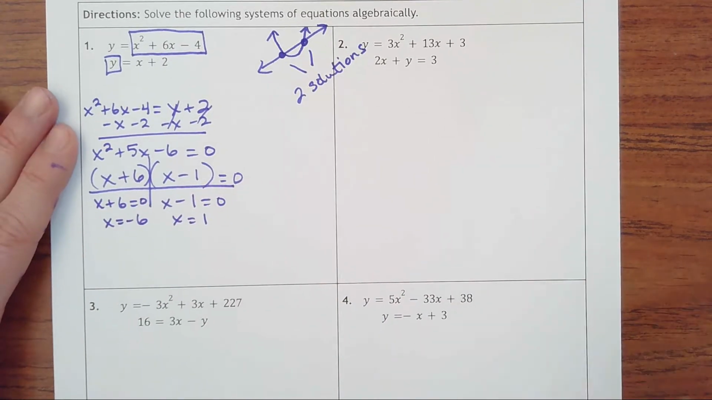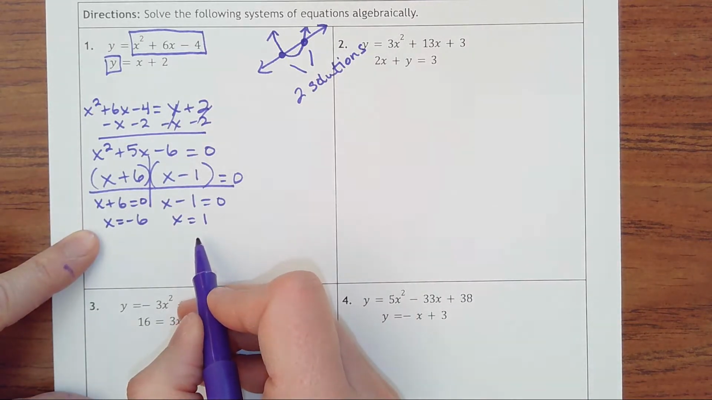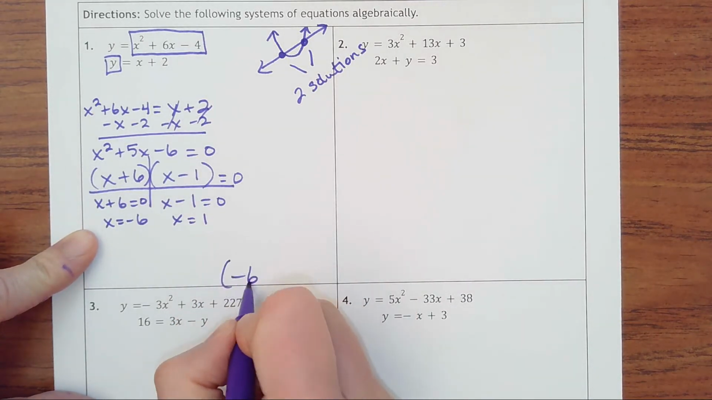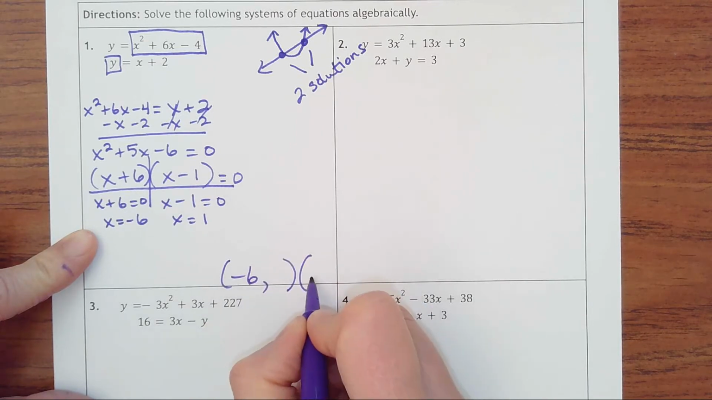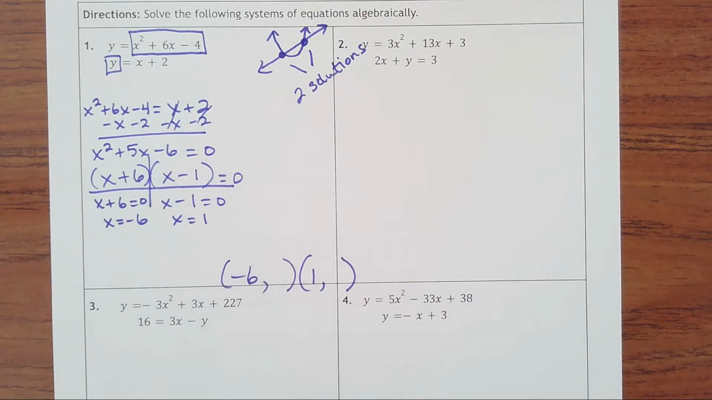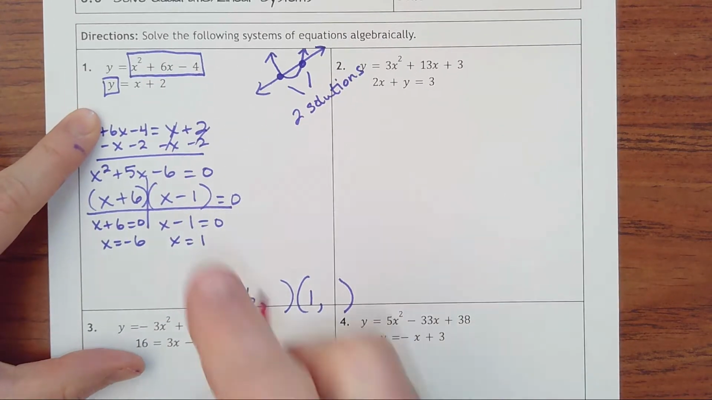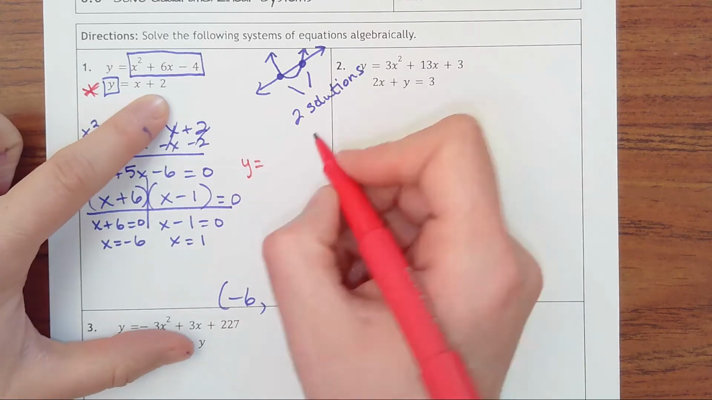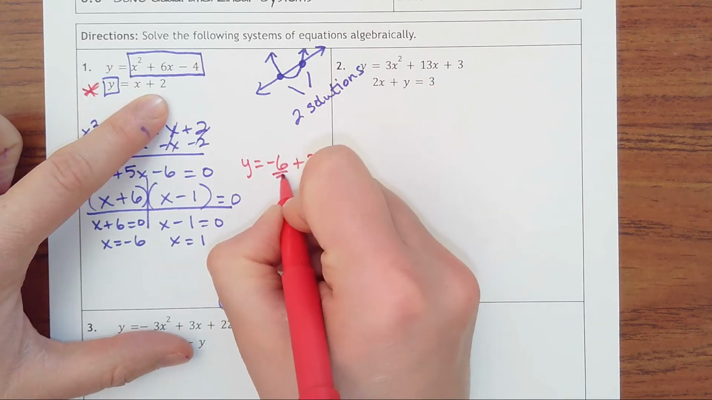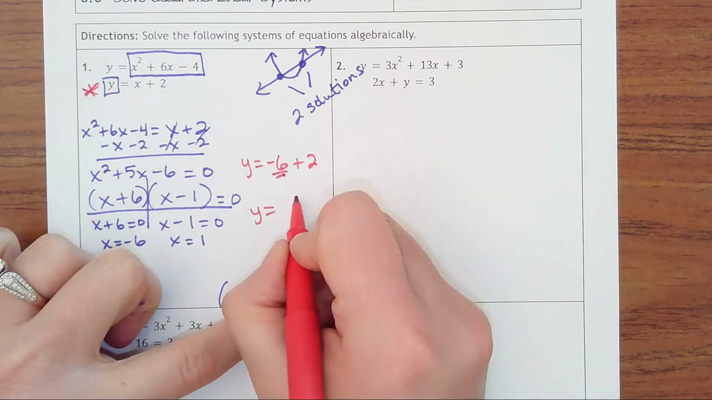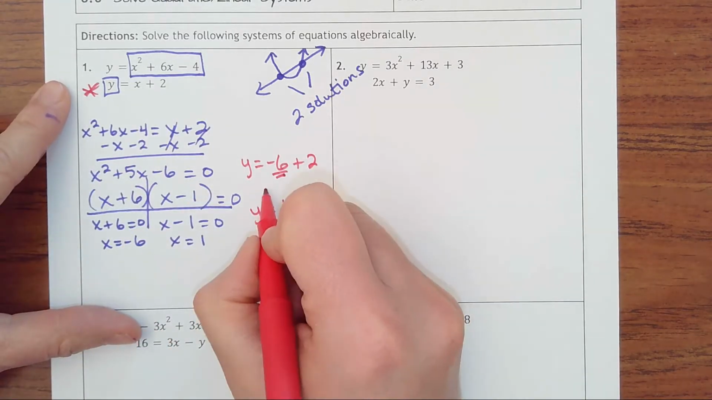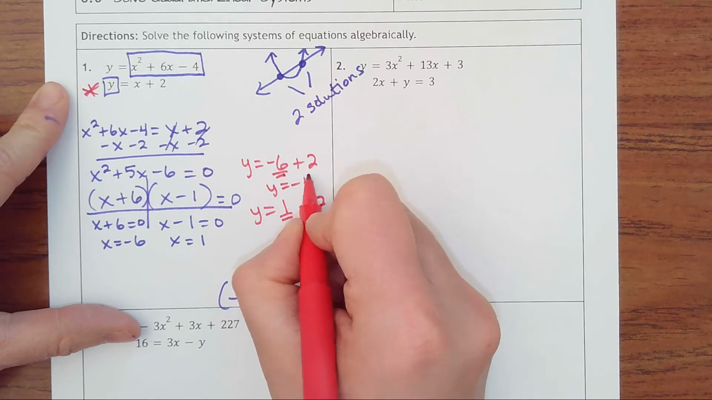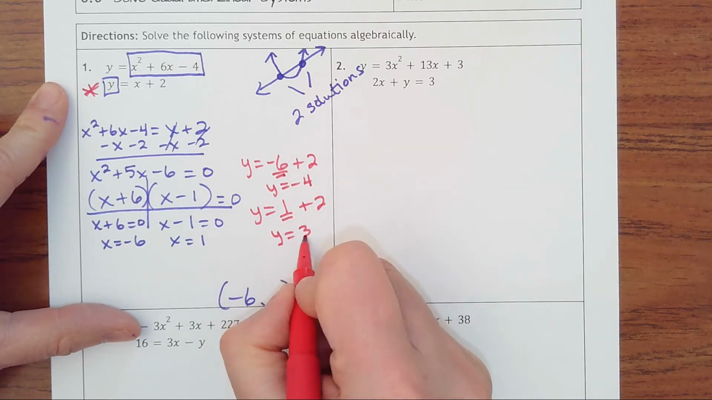I'm not going to show all the work there. So that gives me two different points right there. I have one that's going to have an x value of negative 6 and one that's going to have an x value of 1. So now the question is, how do I get the y's? Well, you have your two equations up there. You just plug it in. The linear one is definitely going to be easier to plug it into. So I'm going to say the y is equal to my x value plus 2. So I'll plug in negative 6 plus 2, and I'm going to plug in 1 plus 2. So this one gets me negative 4, and this one gets me 3.